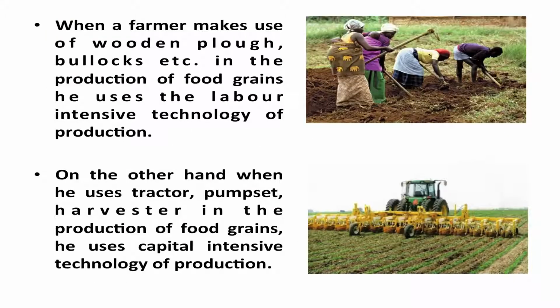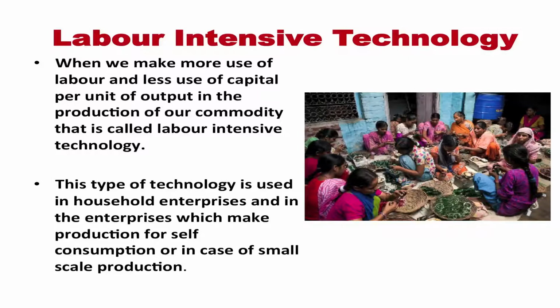When a farmer makes use of a wooden plough, bullocks, etc. in the production of food grains, he uses the labor intensive technology of production. On the other hand, when he uses a tractor, pump set, harvester in the production of food grains, he uses capital intensive technology of production. Labor intensive technology is one when we make more use of labor and less use of capital per unit of output.